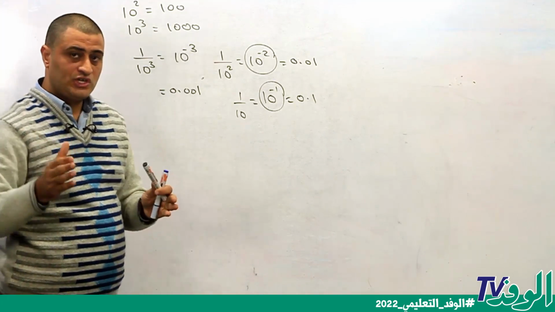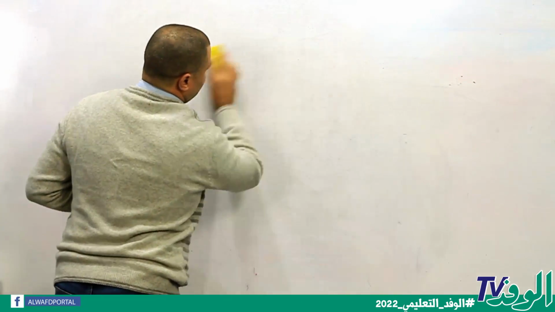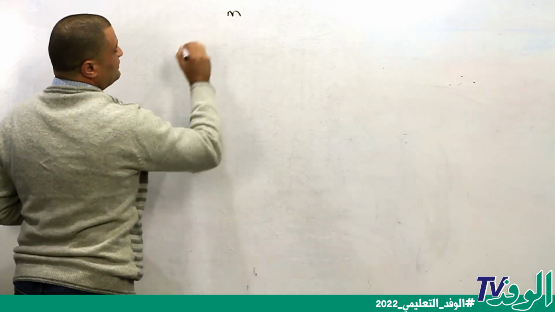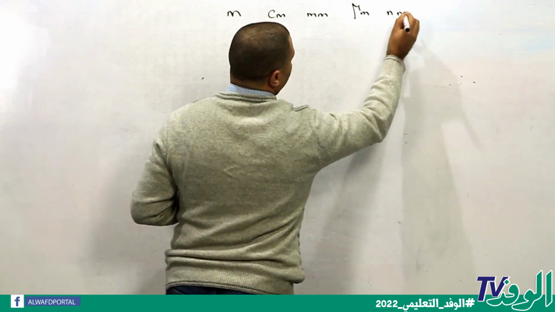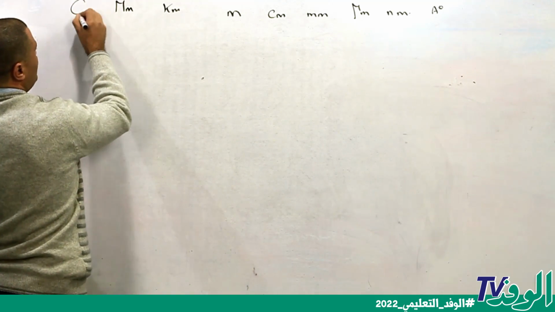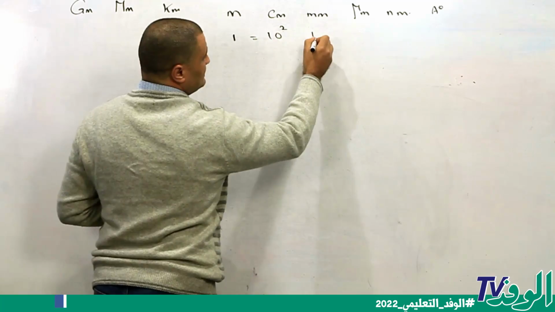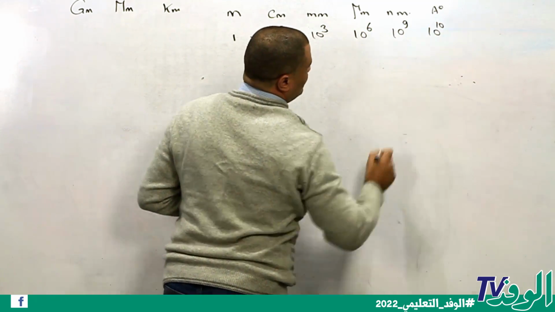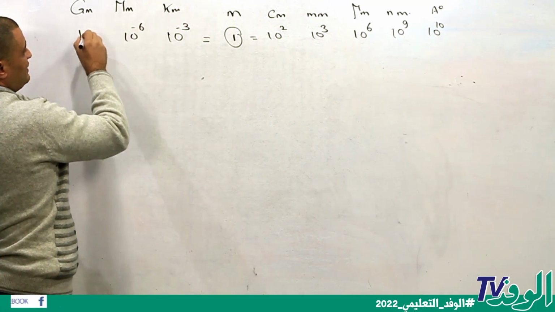Now we will discuss how we can convert from one unit to another. Here we have meter, another unit called centimeter, millimeter, micrometer, nanometer, angstrom. Here we have kilometer, megameter or gigameter. Okay, here we have 1 meter, which equals 10 power 2 centimeter. 1 meter equals 10 power 3 millimeter. 1 meter equals 10 power 6 micrometer, 10 power 9 nanometer, 10 power 10 angstrom. Here 1 meter equals 10 power negative 3 kilometers. Here 10 power negative 6 and here 10 power negative 9.